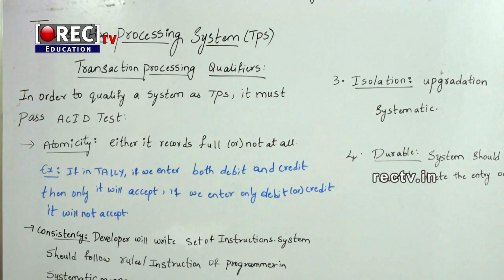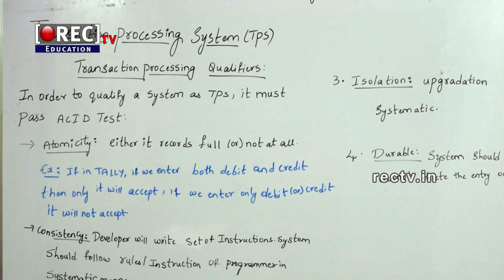Transaction processing qualifiers. It means here any student can't become a CA. To become a CA, he has to qualify first CPT, next IPCC, and after that CA final. In the same way, every system can't be a TPS. To become a TPS, a system must pass the ACID test. Here in ACID test, A refers to atomicity, C refers to consistency, I refers to isolation, and D refers to durability. Let us see clearly step by step what is the ACID test.